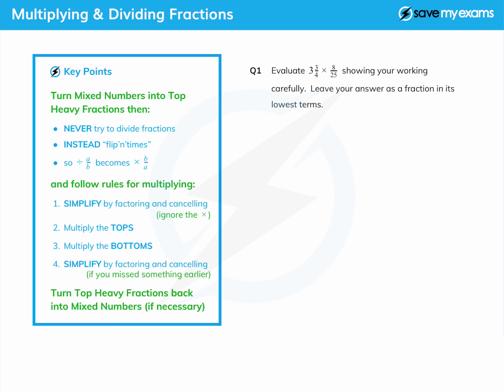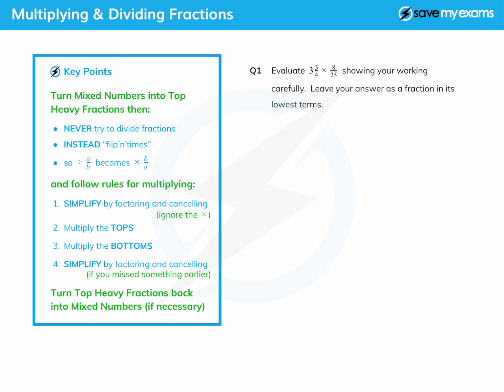Right, let's do a couple of examples. Question 1, we need to evaluate 3 3/4 times 8/25. Evaluate just means find the value of. So the first thing to do, turn mixed numbers into top-heavy fractions.